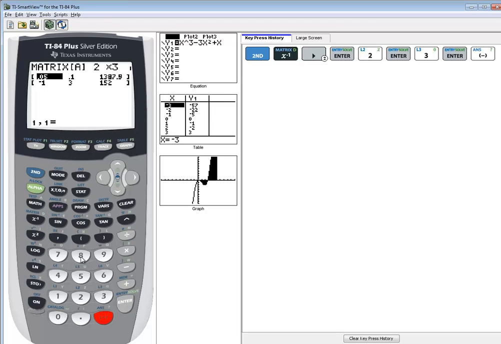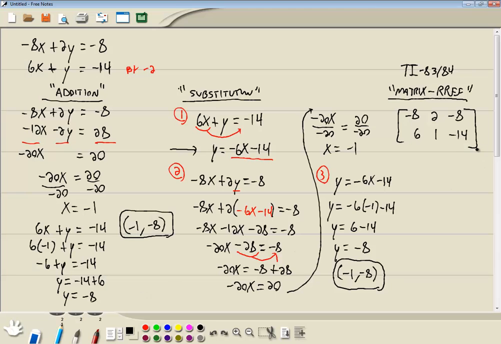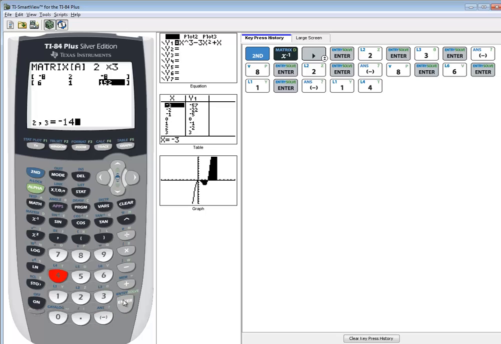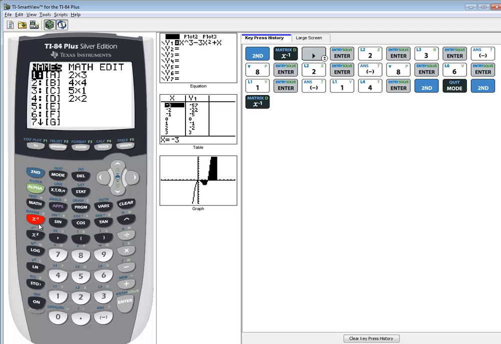So I got negative 8, 2, negative 8, 6, 1, negative 14. And then I'll do second mode to exit out. Okay, now we're going to do second, x and negative 1. That's actually your inverse button, but it clicks better with students if I say x and negative 1. Right arrow to math, and we're going to up arrow to RREF.